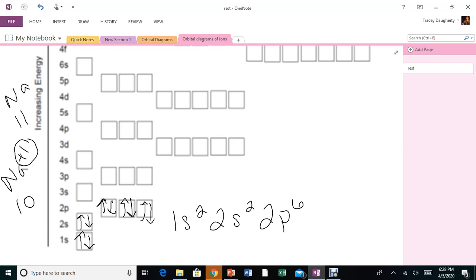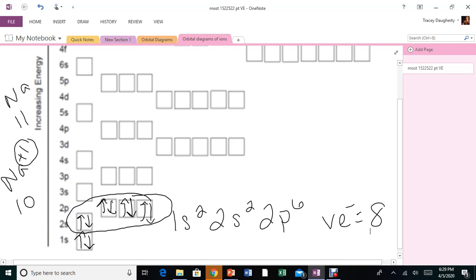Now, another step of your homework is to circle the valence shell and state the number of valence electrons. Remember the valence shell, if you fill up a p sublevel, then the valence shell is that p sublevel and the previous s sublevel. Because they both have a coefficient of 2, that means they both are the valence shell. So the 2s and the 2p make up the valence shell, and in our circle, we have 8 valence electrons.